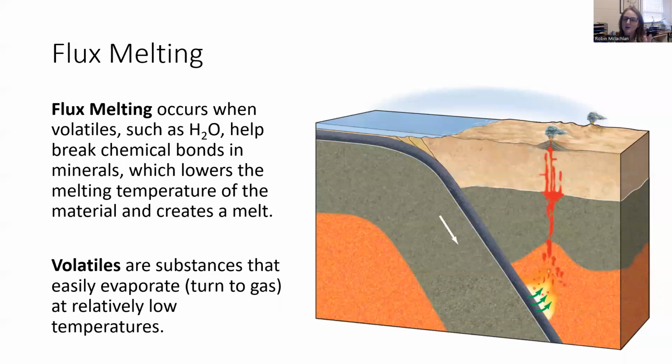Now moving on to the second type of melting. We've talked about decompression melting. Now we're going to talk about flux melting. Flux melting occurs when volatiles like water, H2O, help break chemical bonds within minerals, and this lowers their melting temperature, right? So volatiles, remember, those are the substances that easily evaporate, they easily turn to gas, they easily volatilize at relatively low temperatures. So if you add a volatile, such as H2O, you can cause those chemical bonds to break a little easier, and rocks can melt at a lower temperature. And this is due to flux melting.